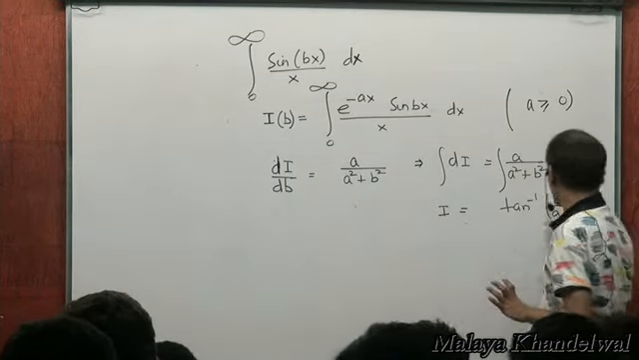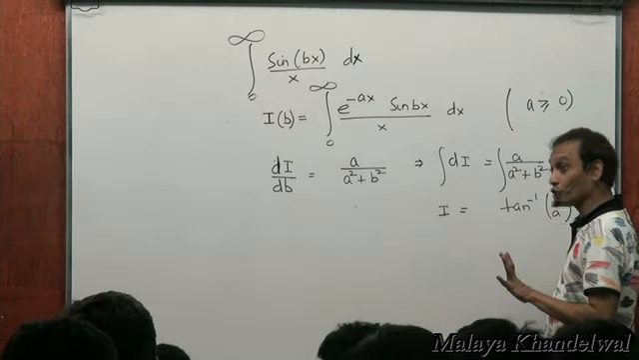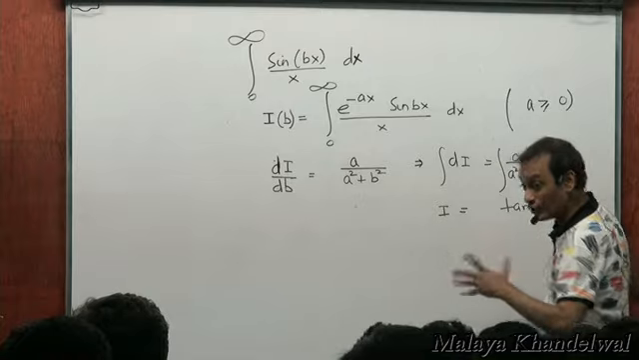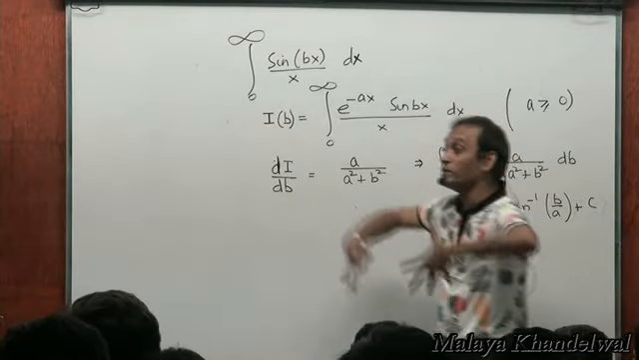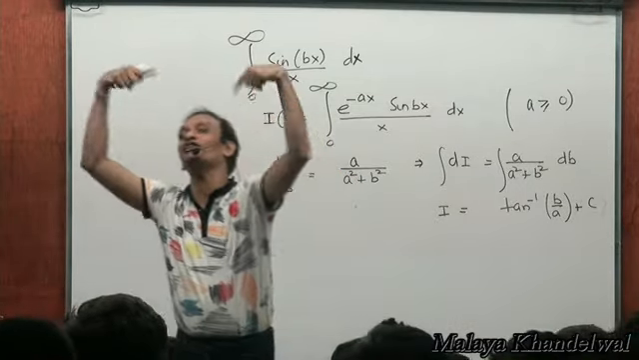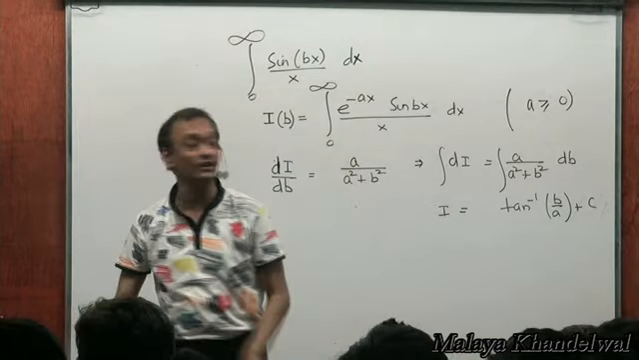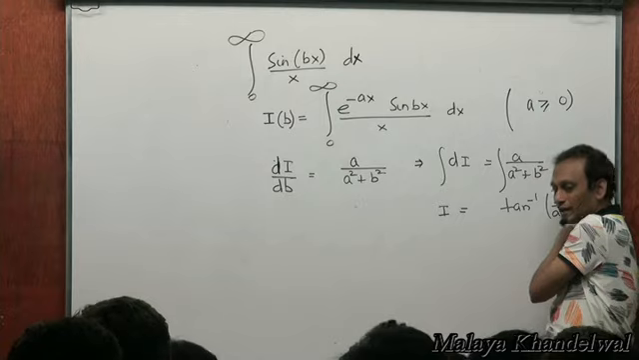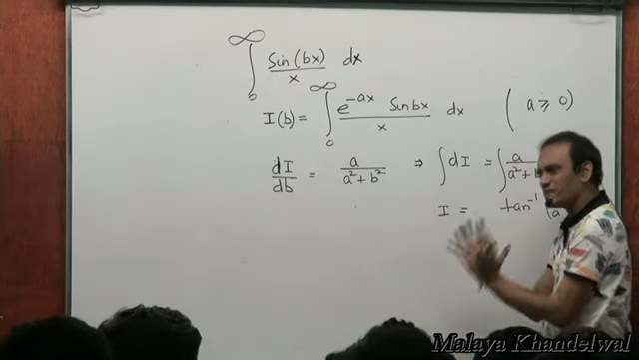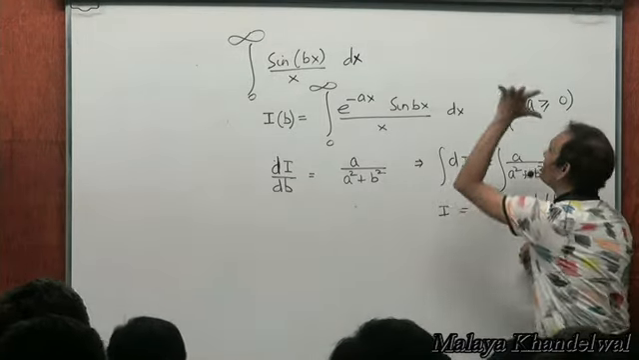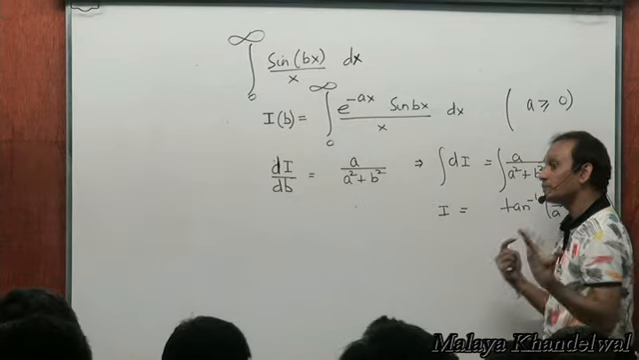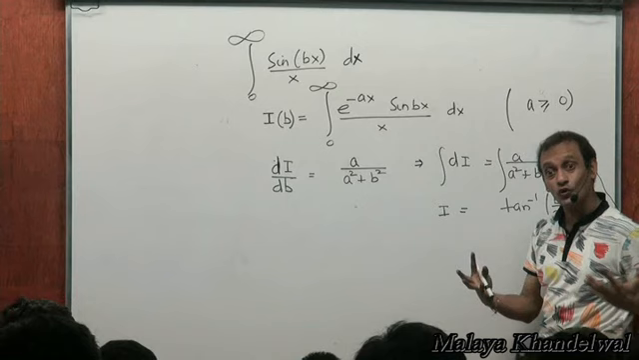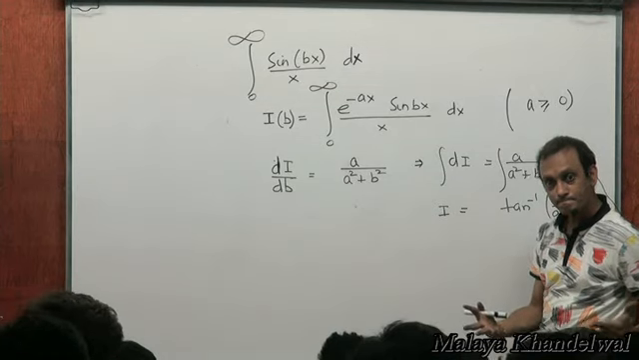Now, this is a fixed constant. This is not an arbitrary constant because I was a definite integral. So this c must have a fixed value. It's not an arbitrary constant. An arbitrary constant will appear in an indefinite integral. In a definite integral, this will have a specific value. If it was open-ended, indefinite, then the constant will be arbitrary, but in this case it will be a fixed known constant, right?